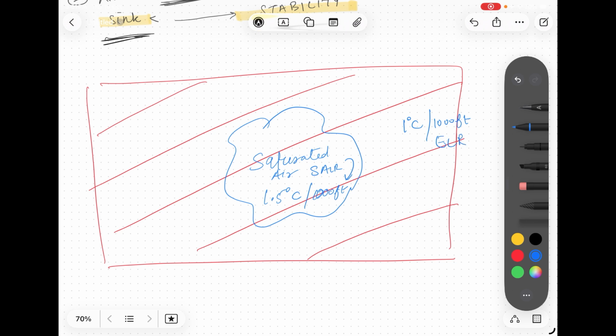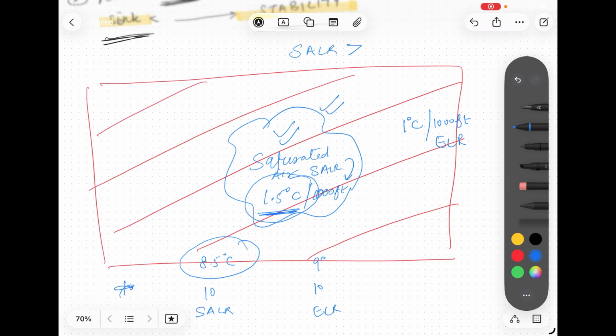Now as compared to the environment, again this air will become colder faster because its lapse rate is higher. From 10 it will reach 8.5 degrees, because the SALR is 1.5 degrees, and in the environment, the ELR, from 10 it will only reach 9. So this would be colder, the temperature is less. Again this would want to sink because it's colder as compared to the environment. So when my SALR is more than ELR, again the situation would be stable.